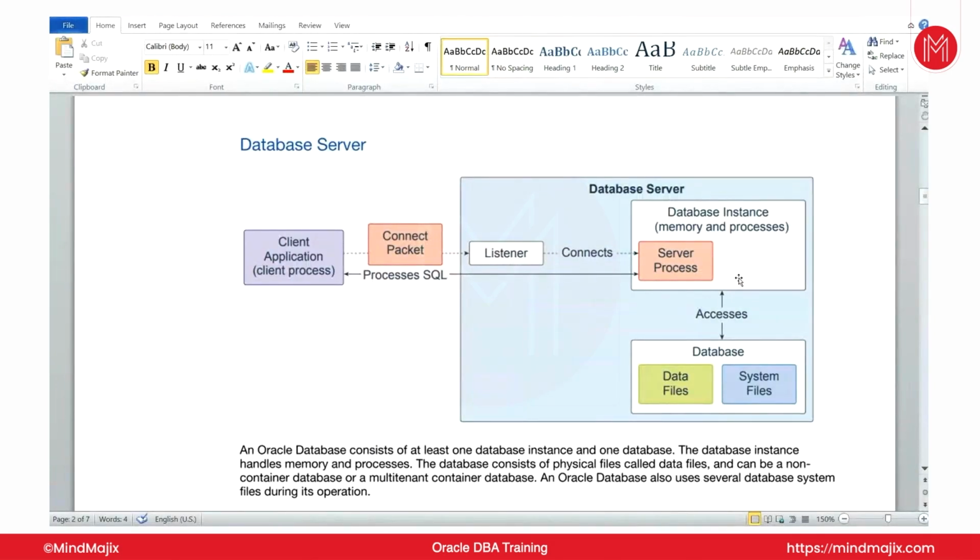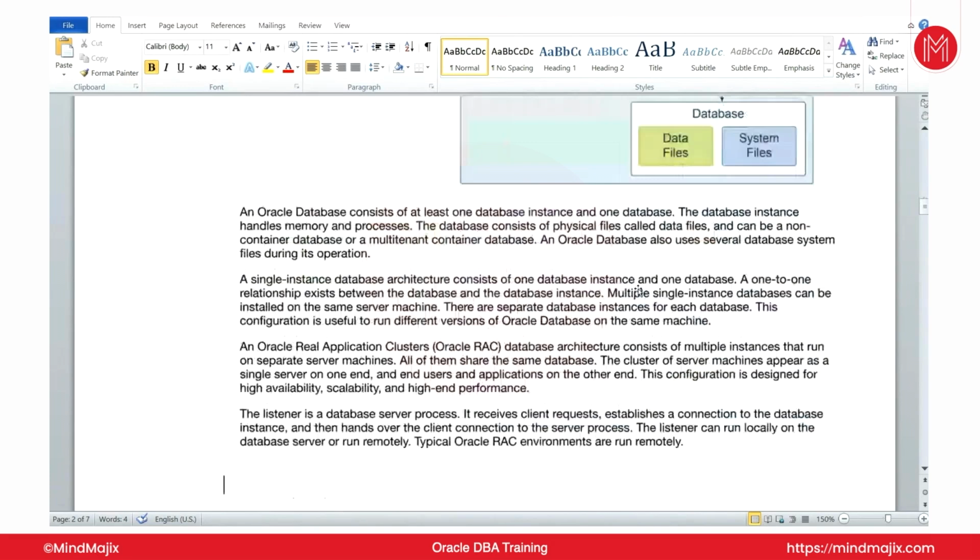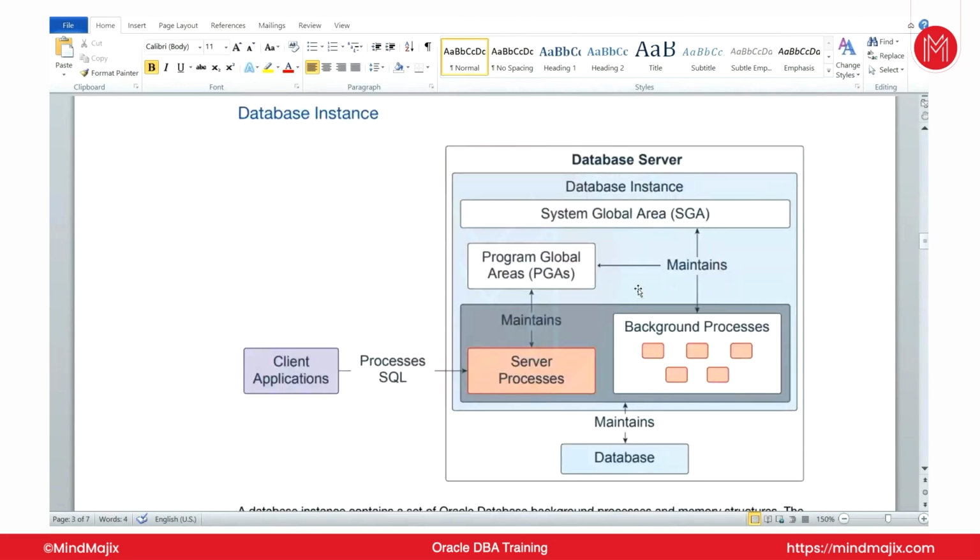We had also seen the flow of a transaction or a request. First, the request is initiated by a client with the help of the network. It connects to the listener. The listener hands over the connection to the server process, and it is the server process which does everything and processes the request.